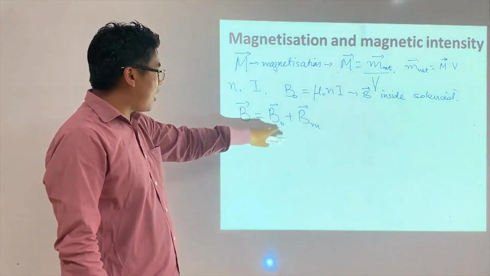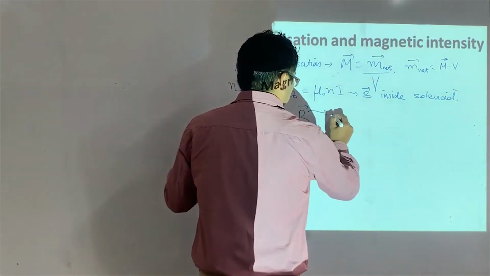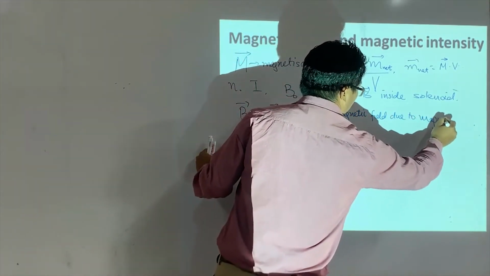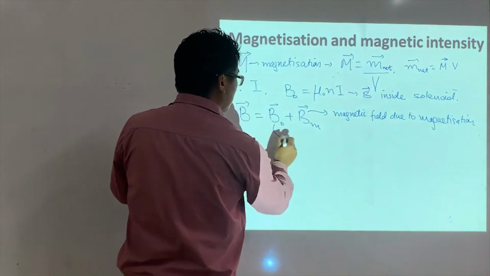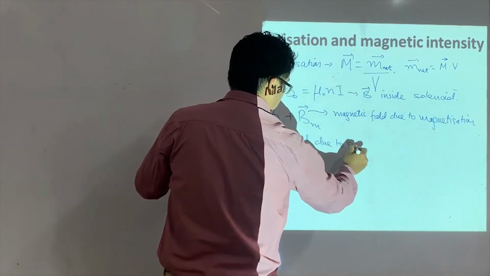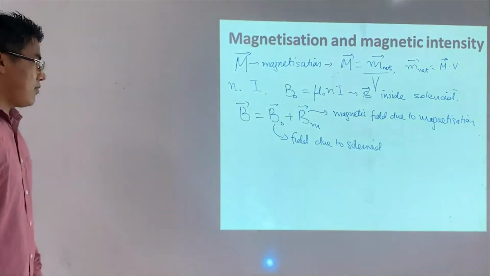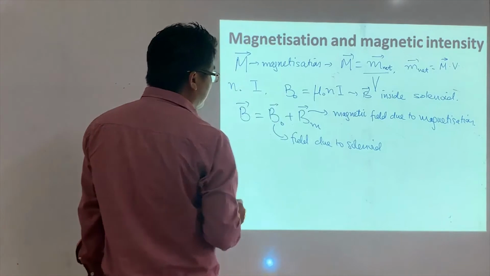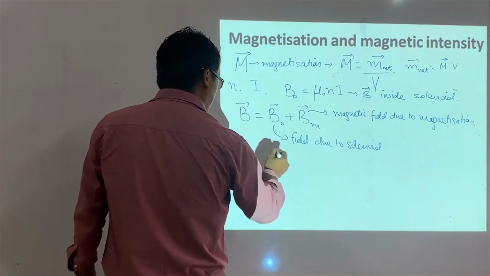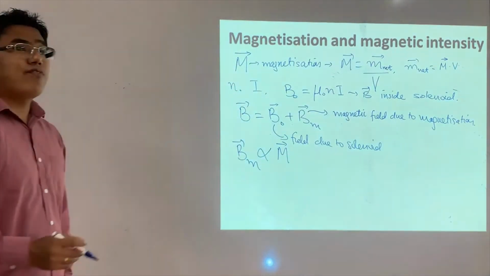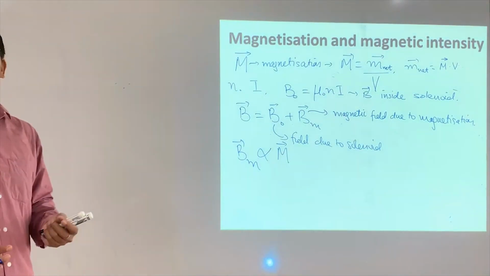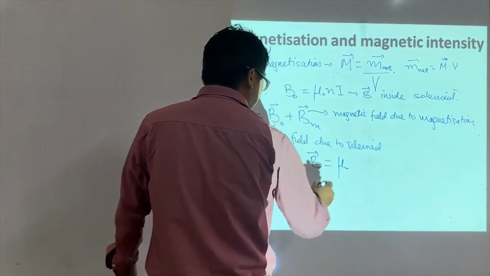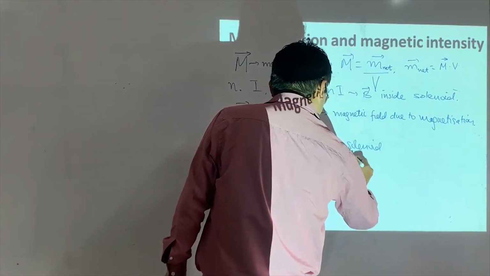This is the magnetic field due to the solenoid, and this is the magnetic field due to the magnetization. Now look here. This is directly proportional to the magnetization. If the metal is highly magnetized, then the magnetic field would be greater. So this is proportional to this, and then I'm going to put in a constant, the magnetic permeability in vacuum.